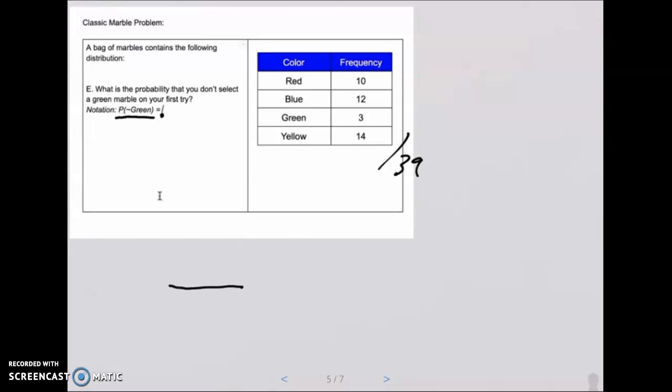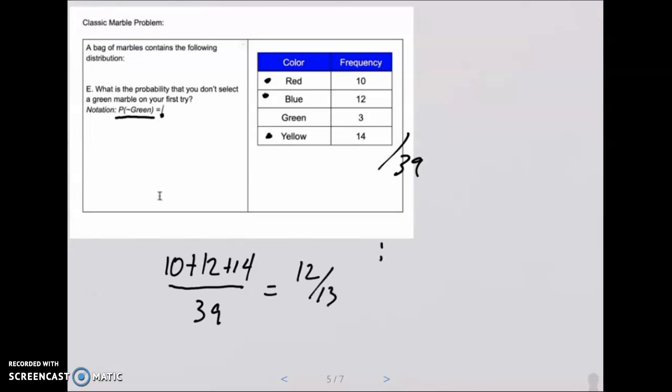So not green. So that's going to be 10, because this is not green, this is not green, and this is not green. 10 plus 12 plus 14 out of 39. So that's going to be 0.92 or 92%, or math, enter, enter. 12 out of 13.